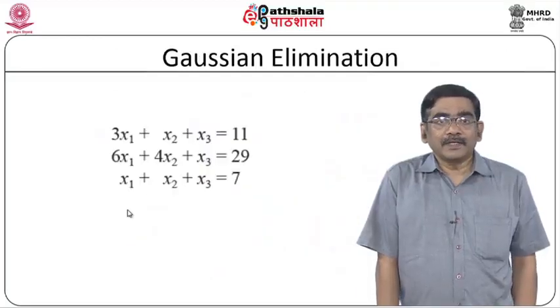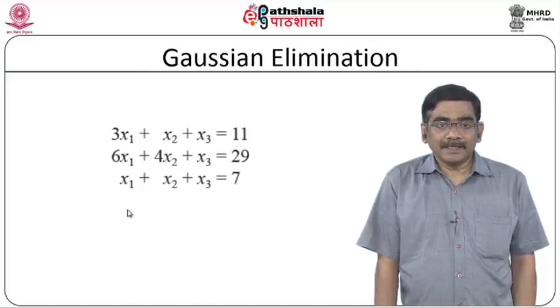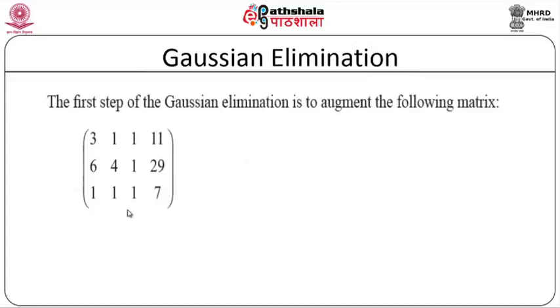So, we will take one numerical example to illustrate this. Let us assume that we are given 3 equations with 3 unknowns like this. Now you can see that the first step of the Gaussian procedure is that we have to augment. The matrix A is going to be 3 1 1, 6 4 1 and 1 1 1, and matrix B is going to be 11, 29 and 7.